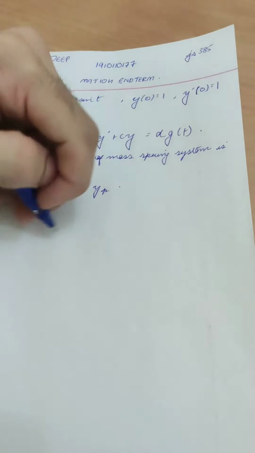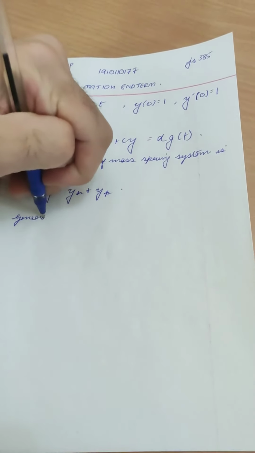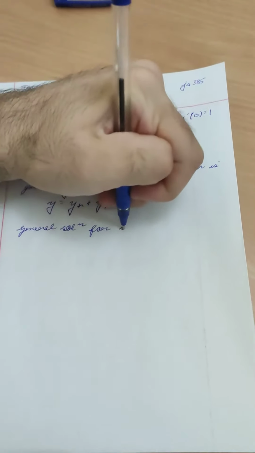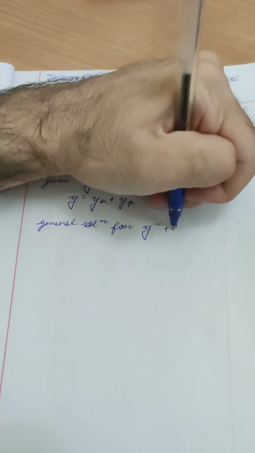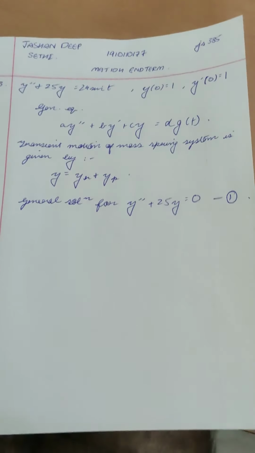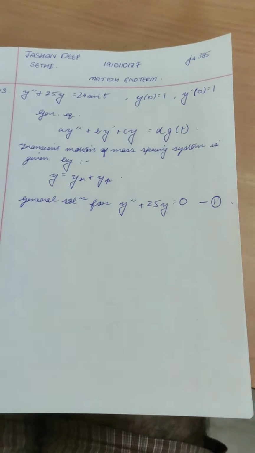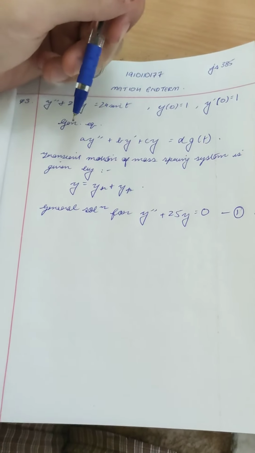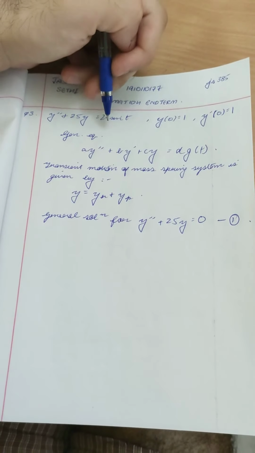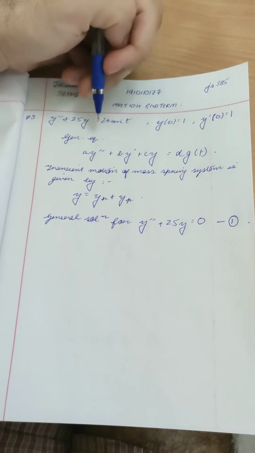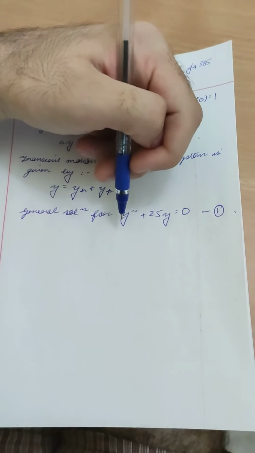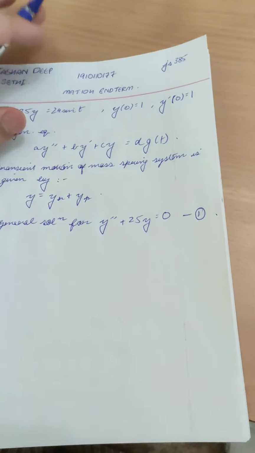Right, now we're going to find the general solution for the equation y double dash plus 25y equals 0. Let's call this equation 1. Now you might ask why is this 0 here? One thing we know about a homogeneous equation is that the g(t) becomes 0, and in our given ODE the g(t) is sin t, so that term becomes 0. This leads us to the final equation, y double dash plus 25y equals 0, right?